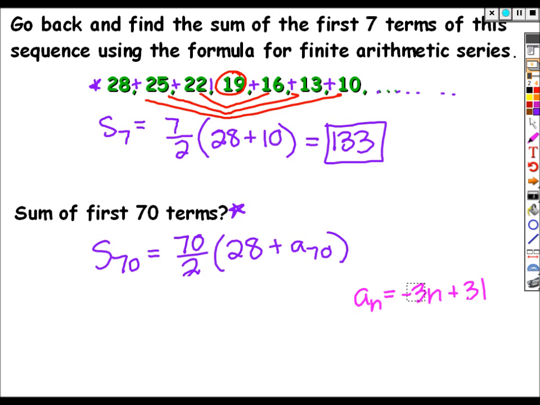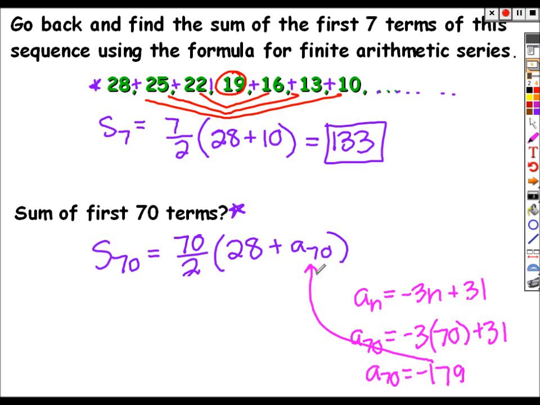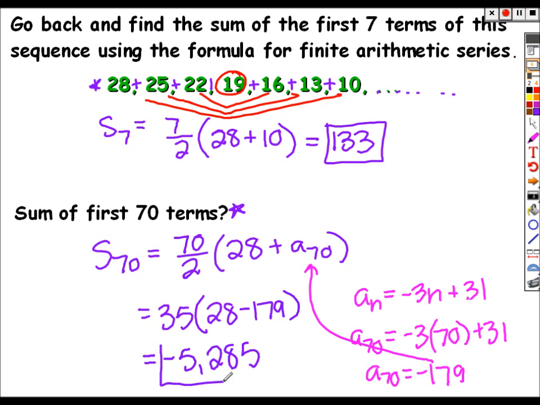So here's the explicit formula we found. If I want to find the 70th term, I take a sub 70. So plug in 70 for n. So negative 3 times 70 plus 31 is negative 179, and that's the value I'd be plugging into my formula. So I'd have 35 pairs of numbers that add to negative 151, and that should give me a total sum of negative 5,285.